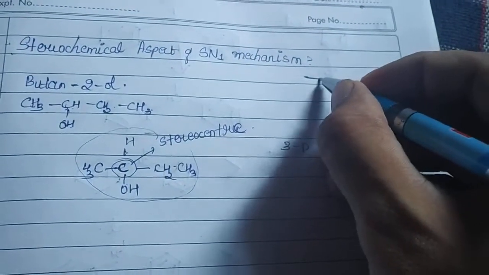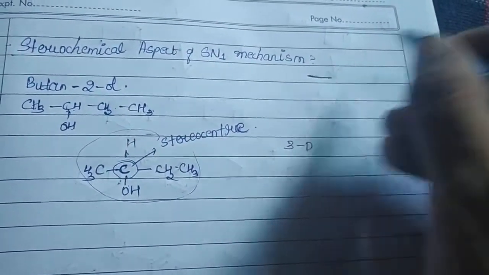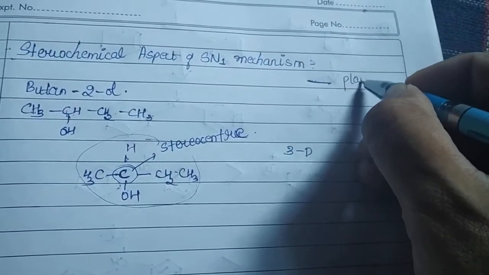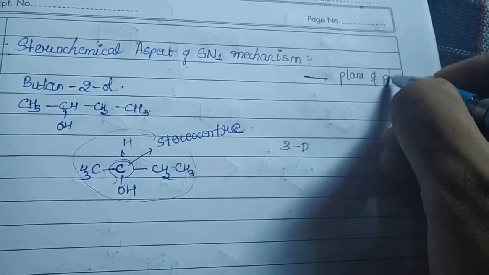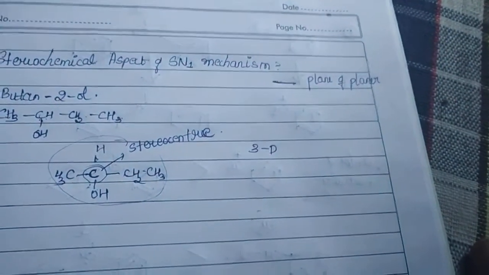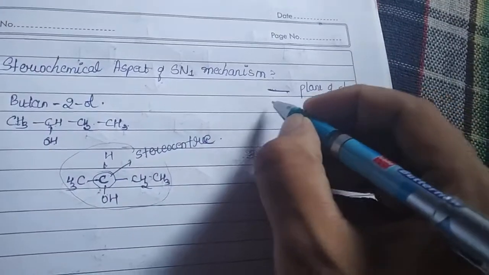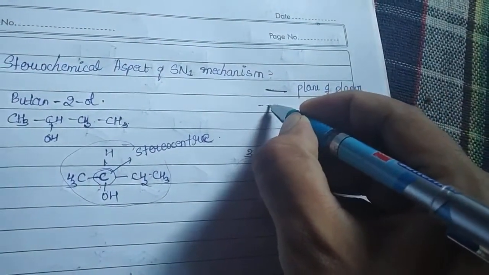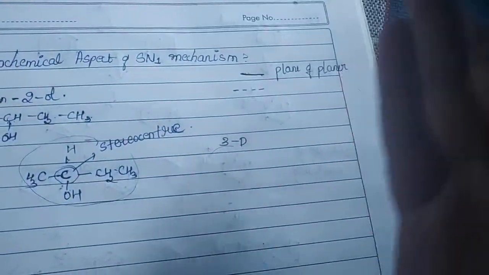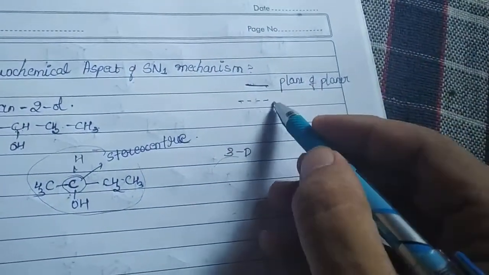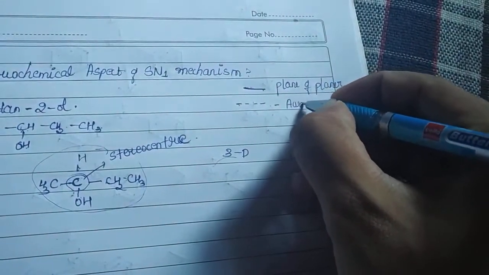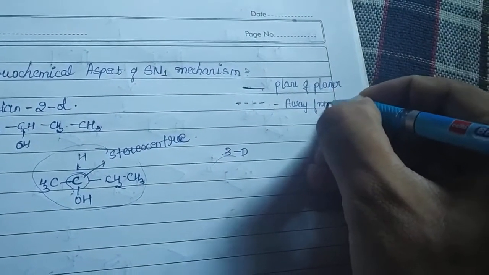When I am writing this as a bond, remember, this means it is in the plane of paper. What is it? It is on the plane of paper. Another line I'm going to write is the stake lines, in which we have cuts in between. They are called stake lines. This means it is away from you or away from the observer.